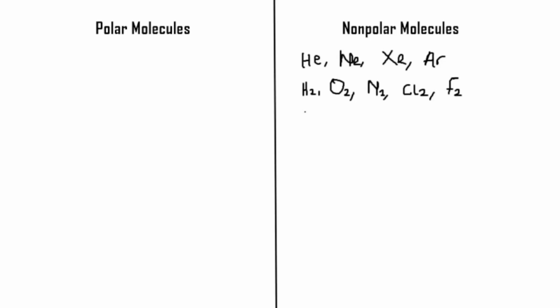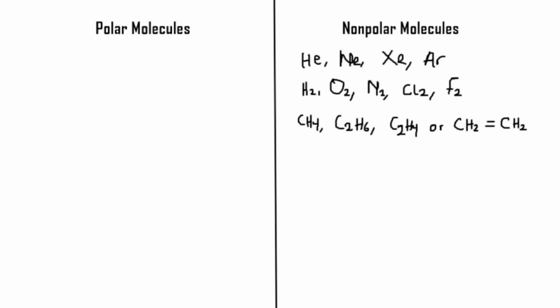The second category to look out for is a molecule that contains only carbon and hydrogen. When you see a molecule that contains only carbon and hydrogen, it is a nonpolar molecule. Examples include methane, CH4, and ethane, C2H6. These are nonpolar molecules. Ethene, C2H4, or you write it like this: CH2 double bond CH2. These are molecules composed of only carbon and hydrogen, and therefore they are nonpolar molecules.